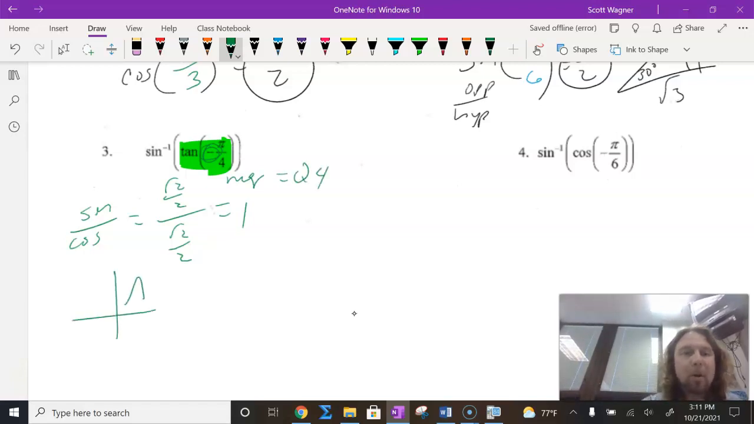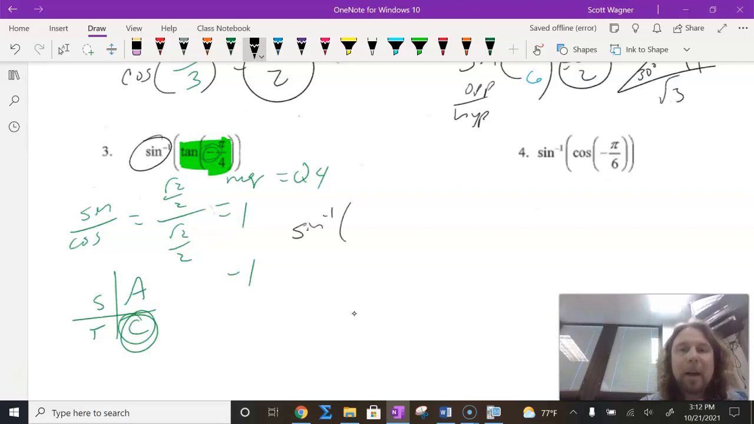And going back to all students take calculus, in quadrant number 4, tangent's got to be negative. So my answer is not 1, it's actually going to be negative 1. All that green part is negative 1. I still have to keep going. I've got to deal with the inverse sine of that. So I have to figure out what is the inverse sine of negative 1. What angle will give me a sine ratio of negative 1? That's the way you think about that.